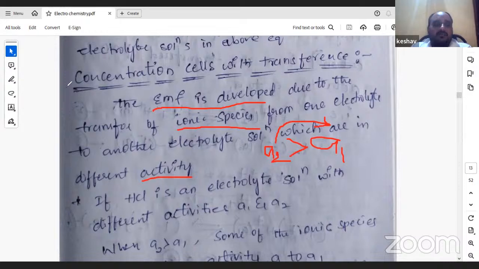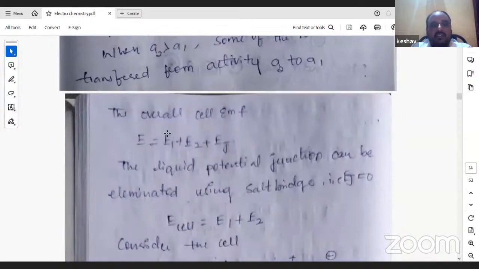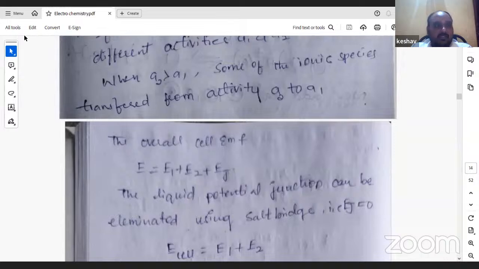So one condition we have to select is that A2 is greater than A1. HCl electrolyte solution is considered with different activities, A1 and A2. The same HCl electrolyte we have to use here also with different activities A1 and A2. This is the condition we have to apply.